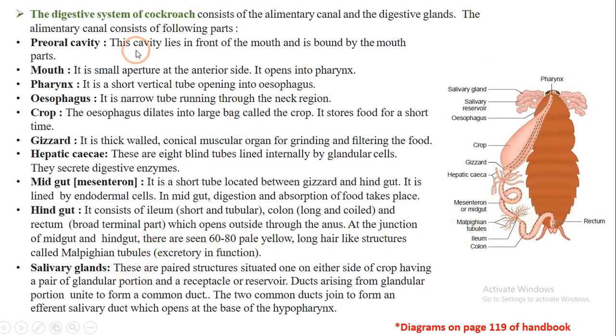Okay. Now let us also see about the salivary glands. Now salivary glands are paired structures which are situated at both sides of the crop, and there are certain ducts which are present. The ducts arise from the glandular portion of the salivary glands, and they unite as a common duct, and the 2 common ducts join to form an efferent salivary duct which opens up at the base of the hypopharynx. Okay. So it will open up over here.